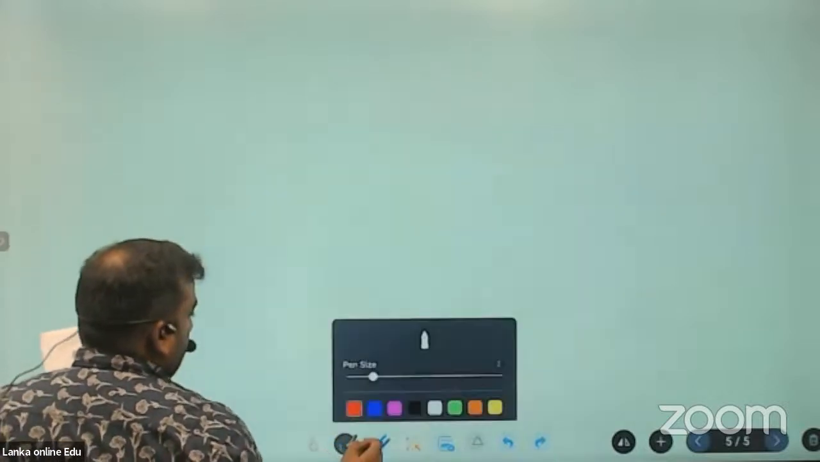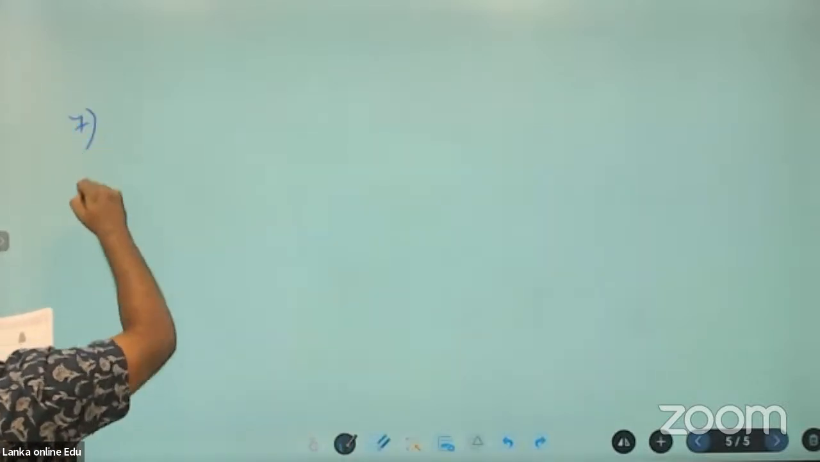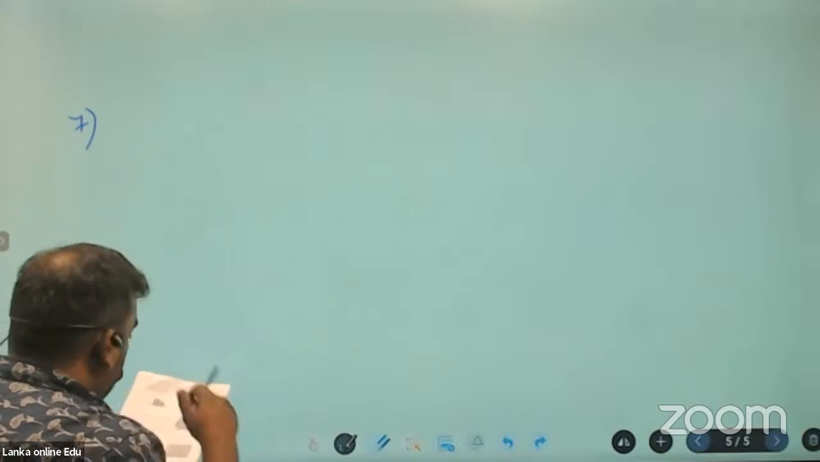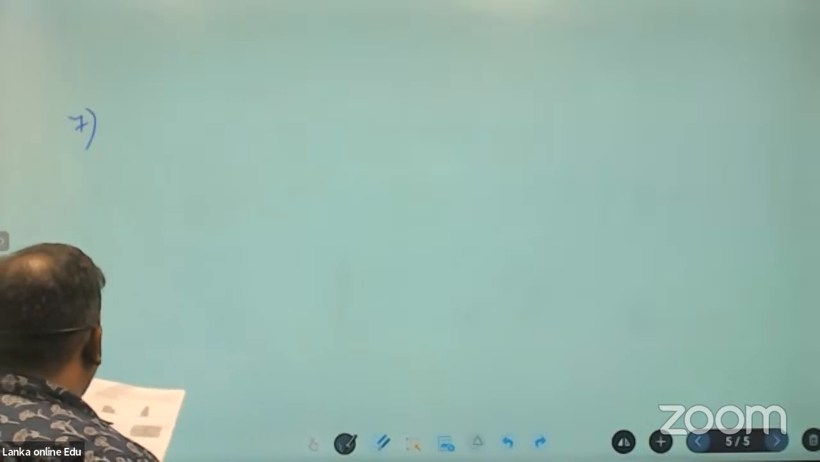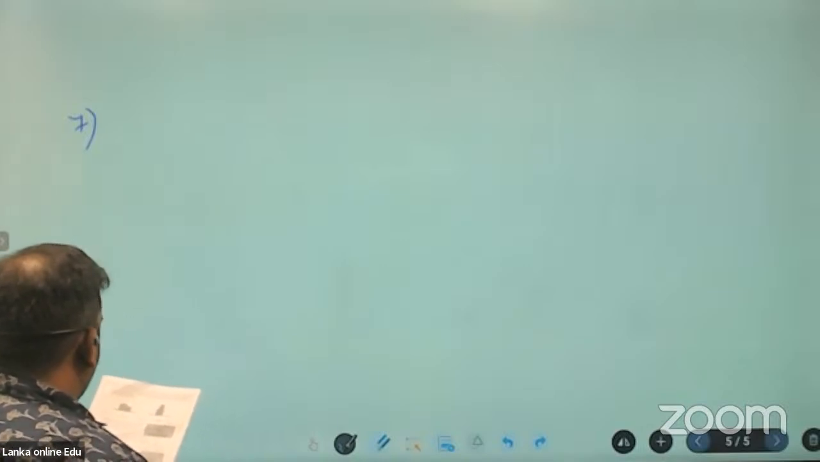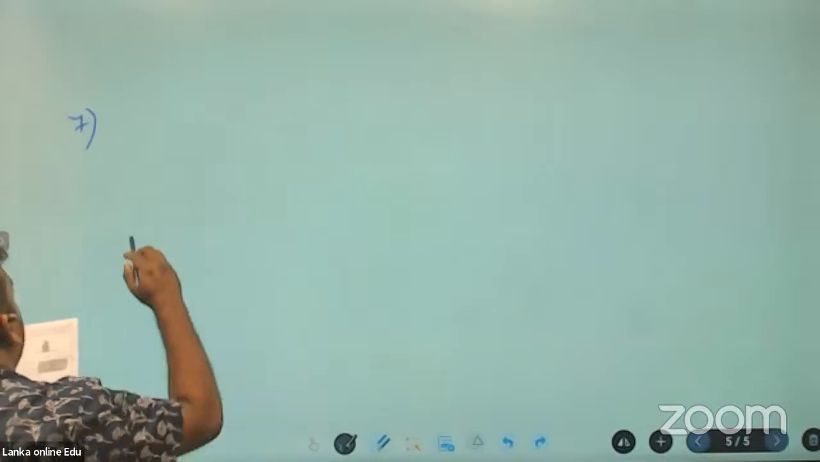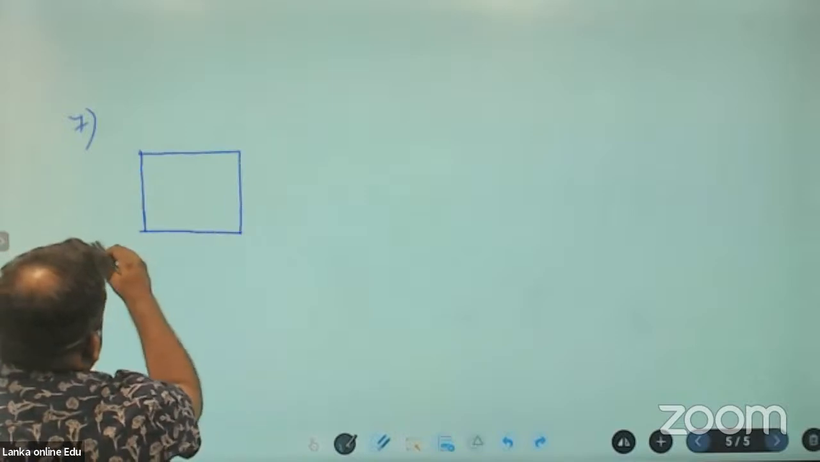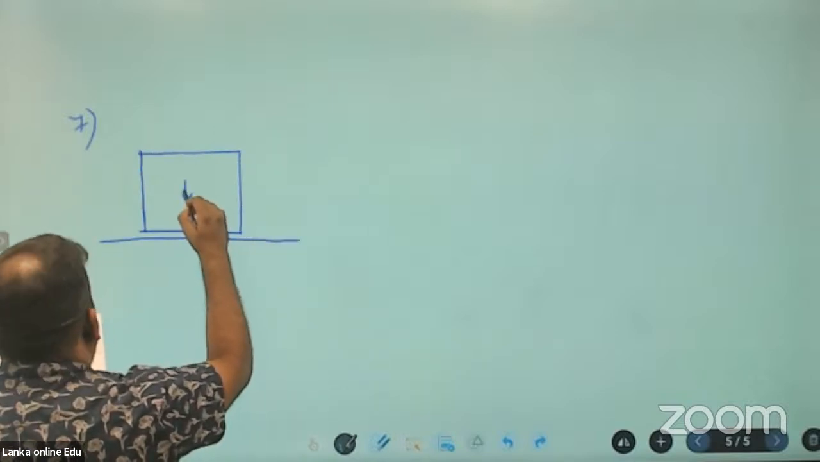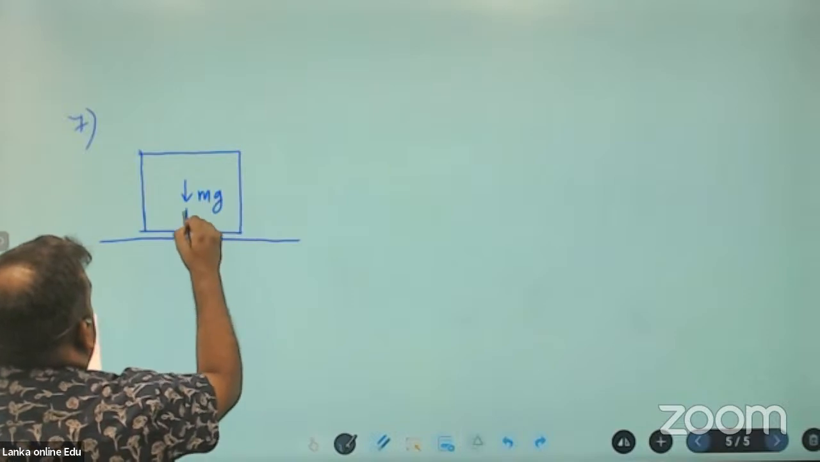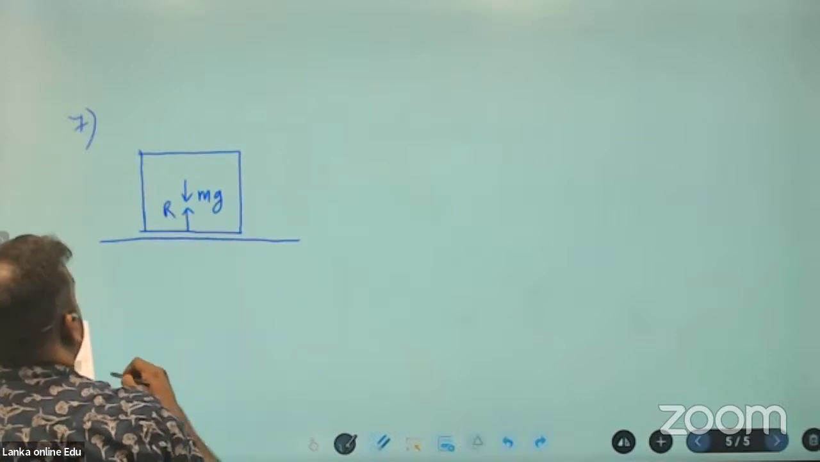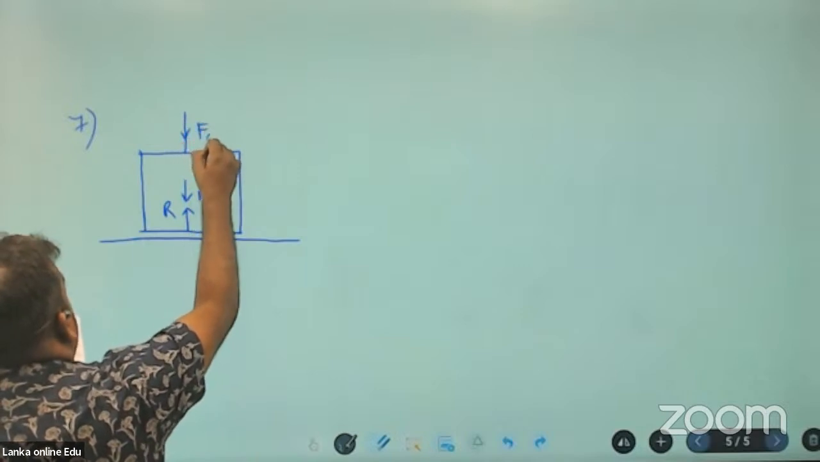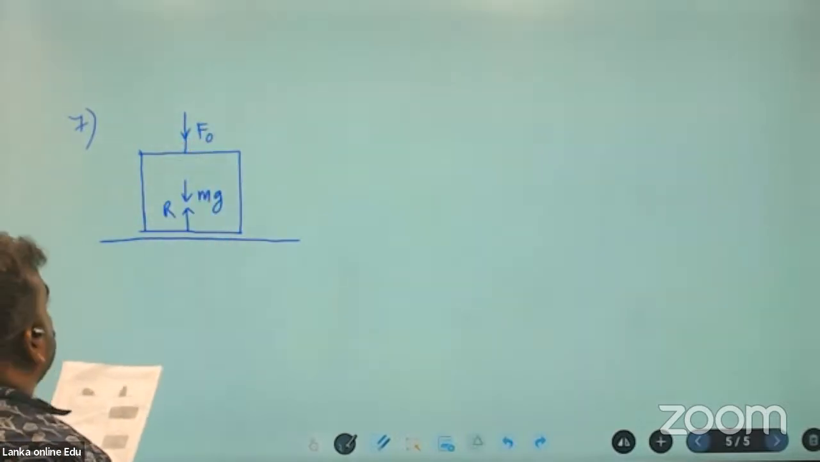Question number 7. Force acting on a mass M kept on a smooth plane is gradually increased from 0 to F naught. What's the variation of the normal reaction force acting on the mass with time if F naught is lesser than mg? So here you go, you have mg here, the normal reaction there, and a force F naught. F naught is smaller than mg.